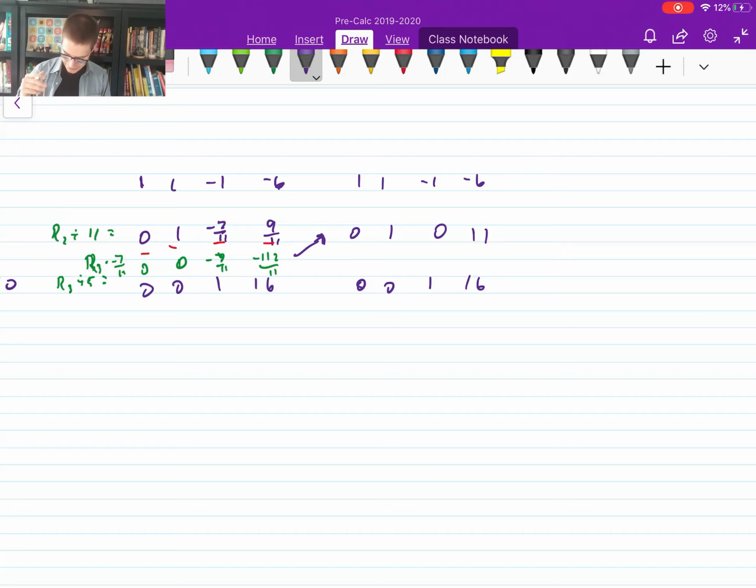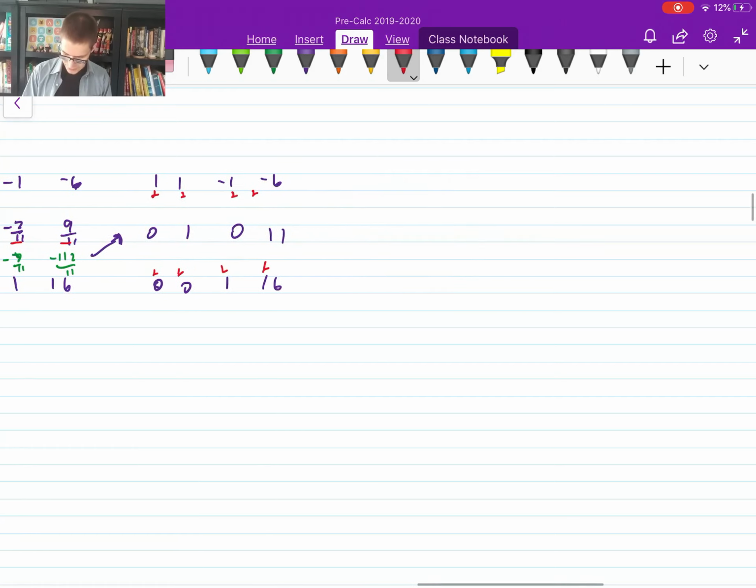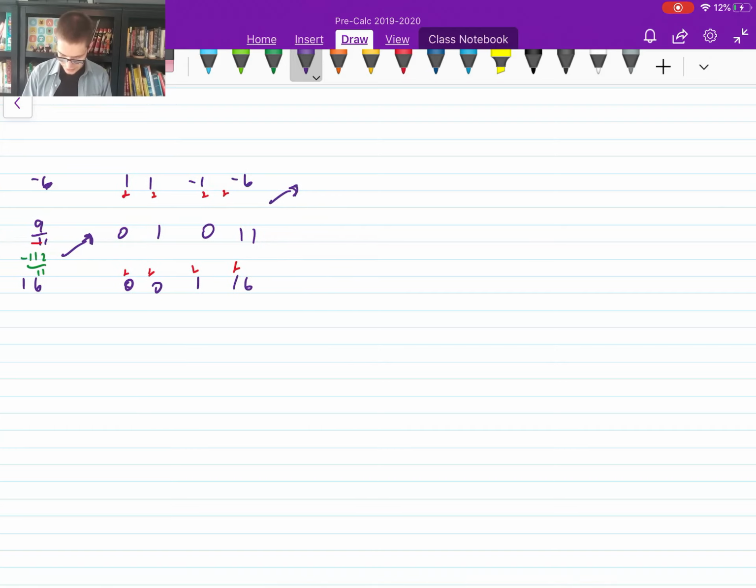add the top equation, row 1, to row 3. And that gives us, we'll replace row 3 with that. So that gives us, let's see, 1 plus 0 is 1. 1 plus 0 is 1. 1 plus negative 1 is 0. And negative 6 plus 16 is 10. Ooh, that's nice.